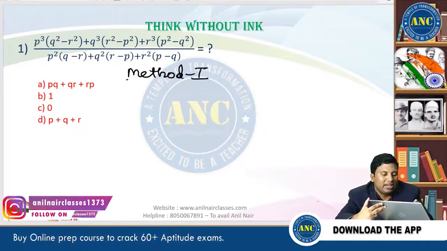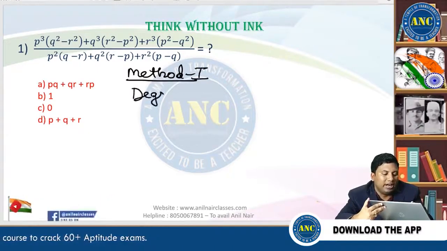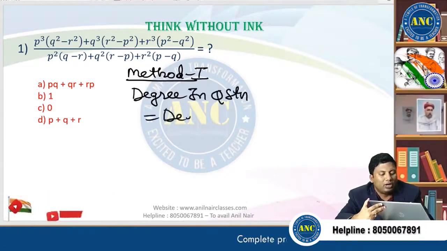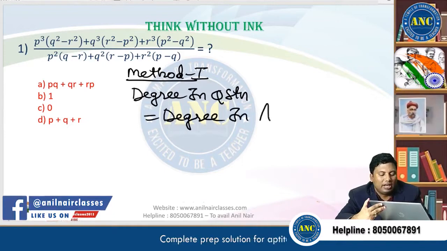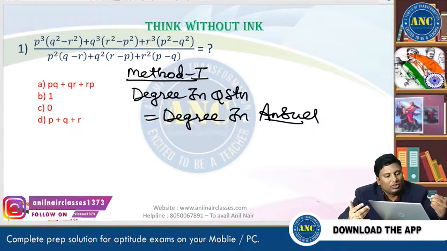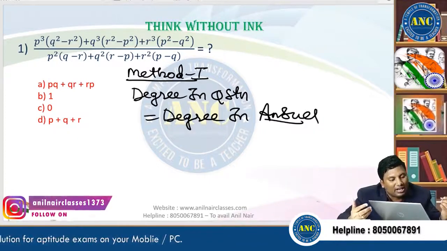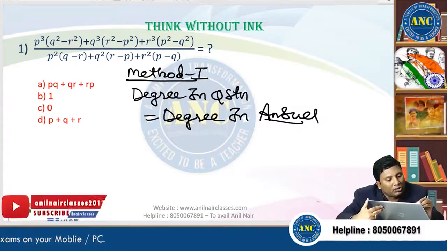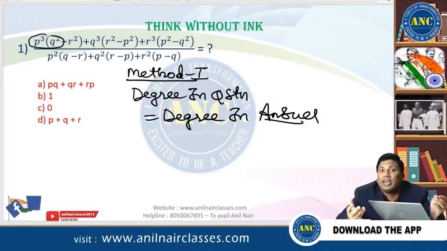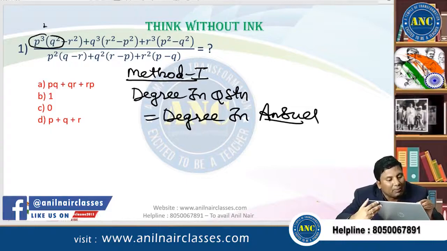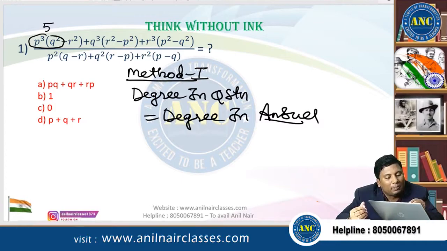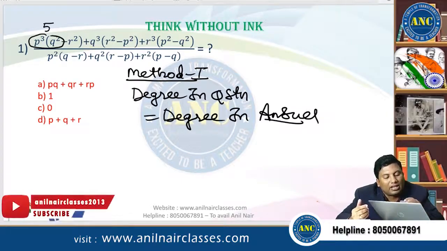Method 1 says it is a simple observation: the degree in the question should be equivalent to the degree in the answer. Now, this seems to be a rational function. Let us determine the degree. p cube q square. p and q are two different variables. If two different variables are there, the degree is the addition. 3 plus 2 is 5. Here also 3 plus 2, 5, and in every other term also 3 plus 2, 5.